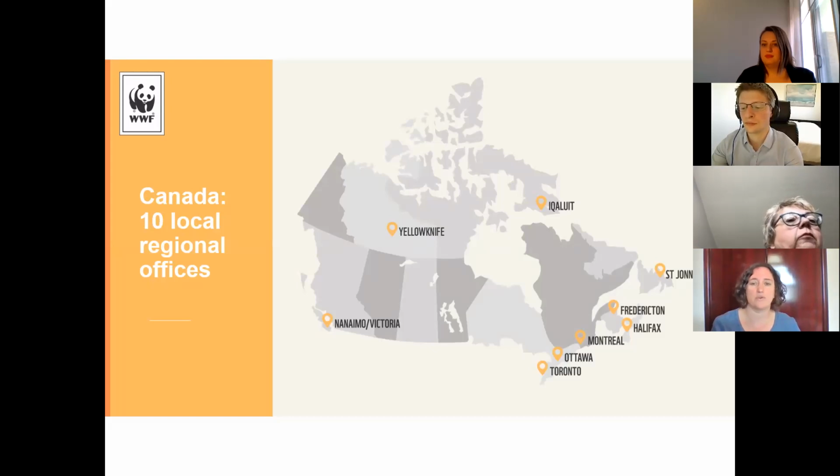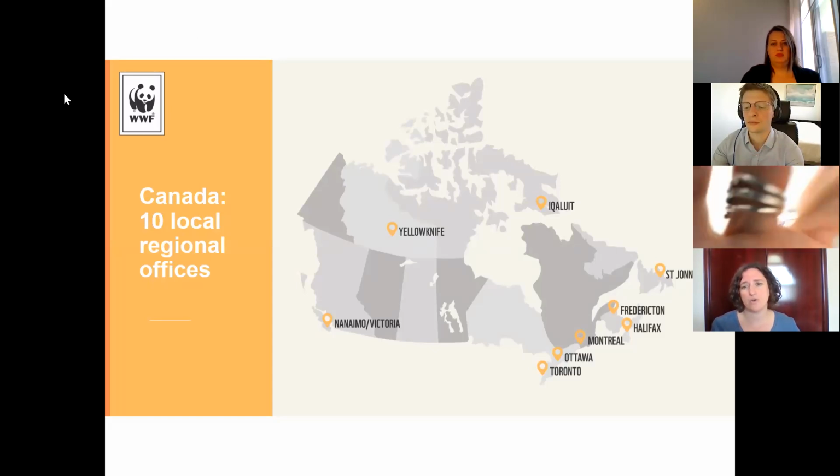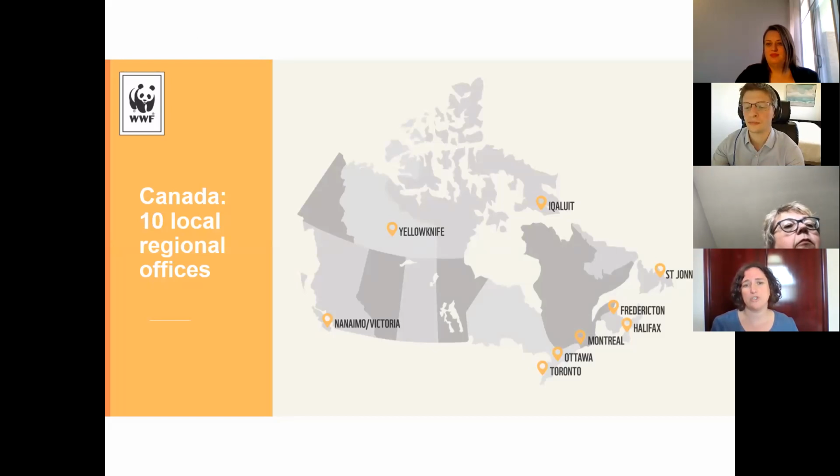We have a presence in over 100 countries. In Canada, you can see a map of where our offices are. Our head office is Toronto, but we do have offices across the country and in the far north. In Canada, we focus on nature-connected communities, science, research, and innovation, freshwater, oceans, and Arctic. And as a science-based conservation organization, we do work with academia in a range of ways.